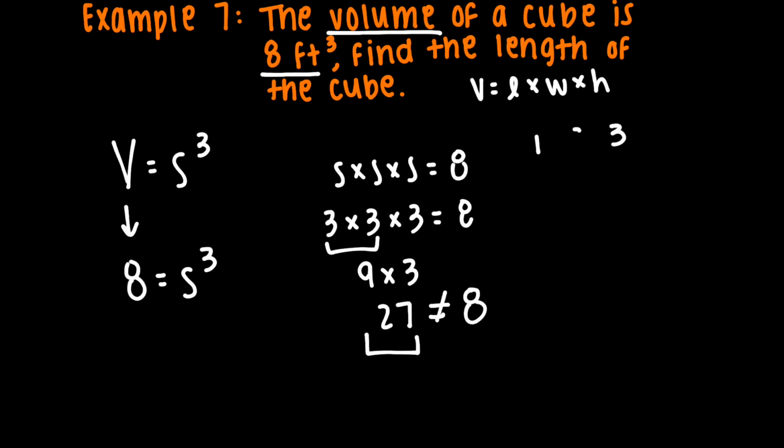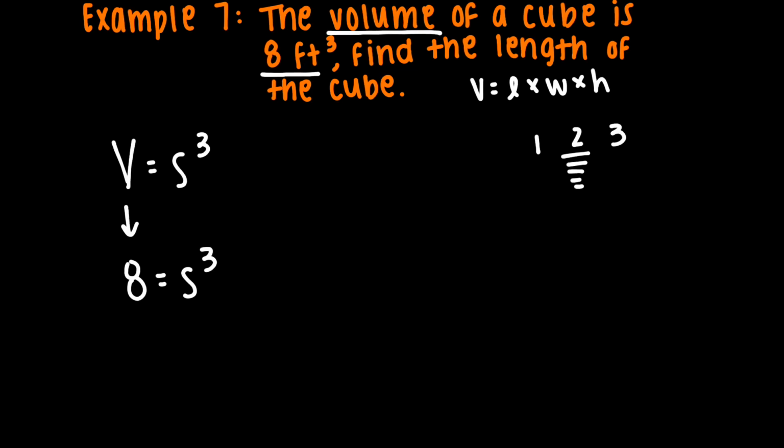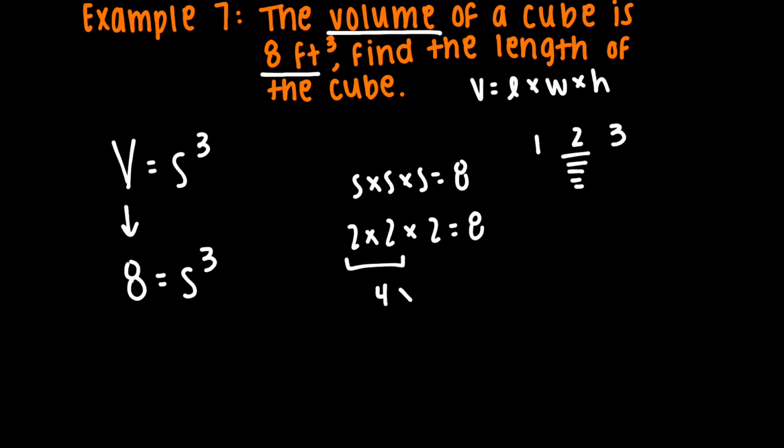And there's only one number that is between them, and that's 2. So for this last part of guessing and checking, you still have side times side times side equals 8. So we're going to try 2. 2 times 2 times 2 equals 8. Again, 2 times 2 gives me that 4. 4 times 2 does give me 8. And of course, 8 is equal to 8. So by guessing and checking, I get that the side length is equal to 2.